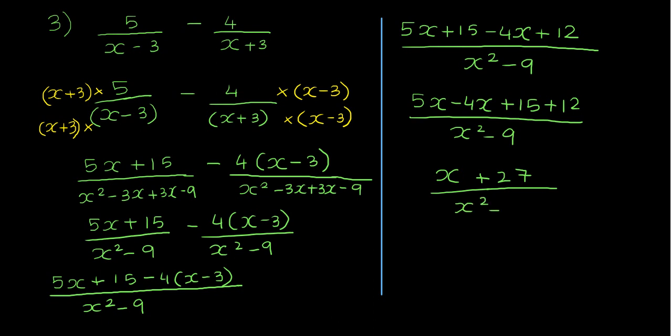Now I cannot simplify this anymore. I cannot cancel out any x's with x's. I cannot cancel out 9 and 27 or minus 9 and 27 because there is no multiplication going on here. So I will just leave this just as it is, and that's all I'm going to do. That's this question solved. Simplified. Done. Let's go on to the next one.